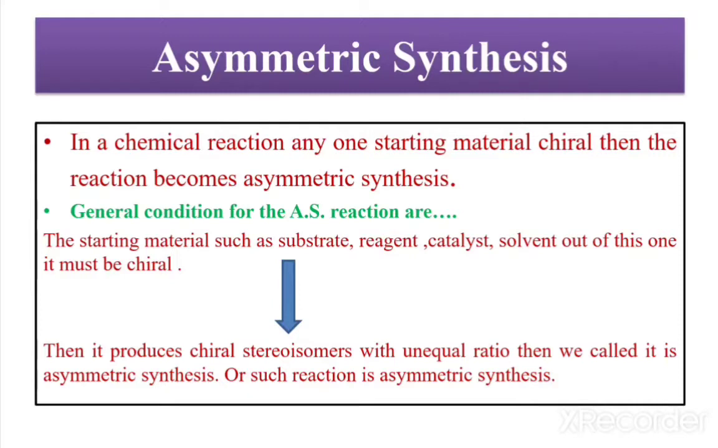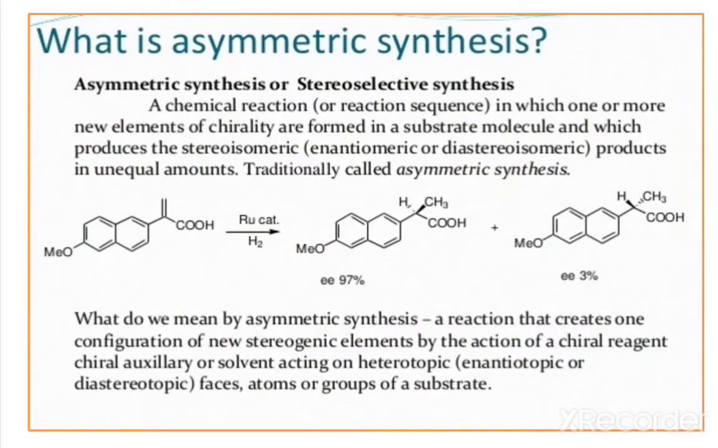That means here, unequal ratio. The most important point is that producing chiral stereoisomers in unequal ratio is called asymmetric synthesis. Another definition of asymmetric synthesis, or stereoselective synthesis: a chemical reaction or reaction sequence in which one or more new elements of chirality are formed in a substrate molecule and which produces the stereoisomeric, enantiomeric, or diastereomeric products in unequal amounts, and traditionally it is called asymmetric synthesis.